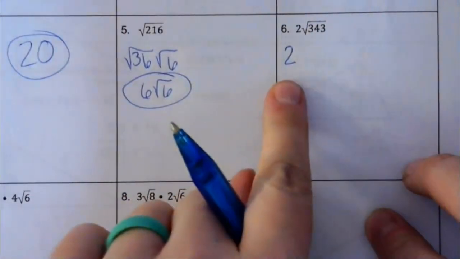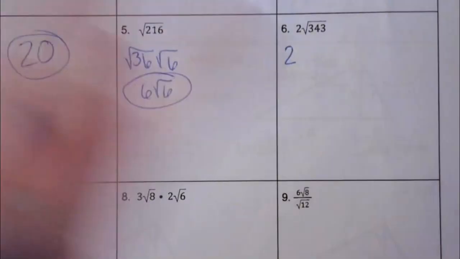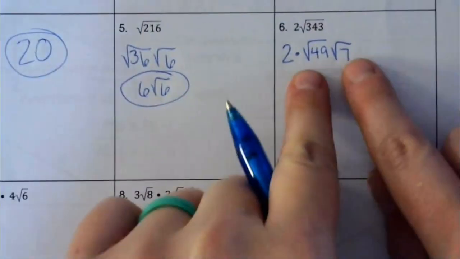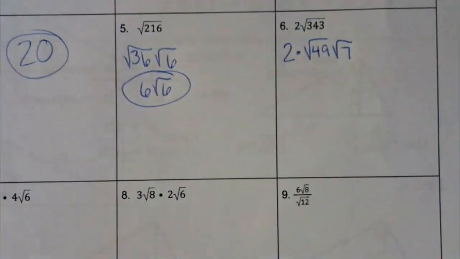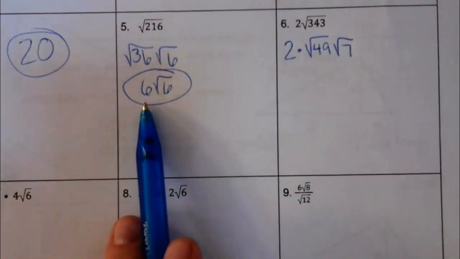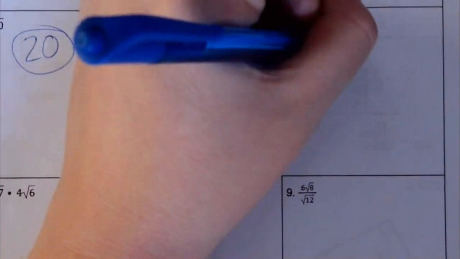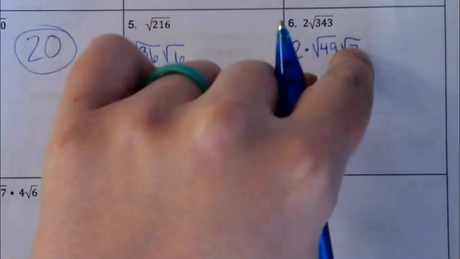So I'm going to bring this 2 down so I don't forget about it, but I'm not actually going to do anything with it yet. And then I'm going to bring my 49 down, and I'm going to bring my 7 down. Don't forget to leave these under the square root until you've actually taken the square root of 49. All we're doing is splitting them. The first step is to split. The second step is to simplify. All right? So we're going to split 49 and 7.